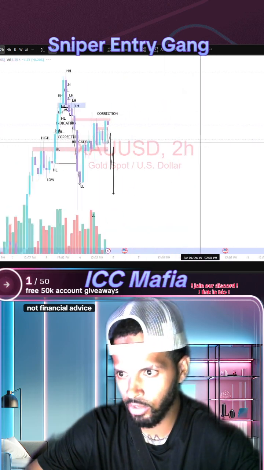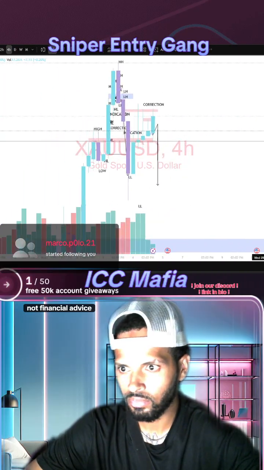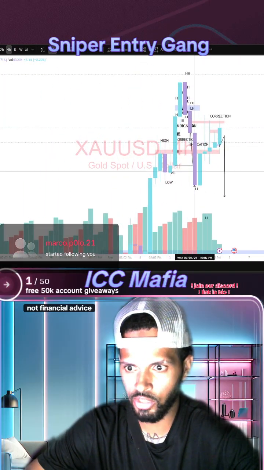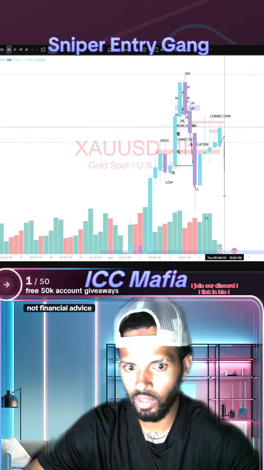Again, in a 4-hour, you're going to see less candles. Again, look, we have the break indication. We're getting our correction.